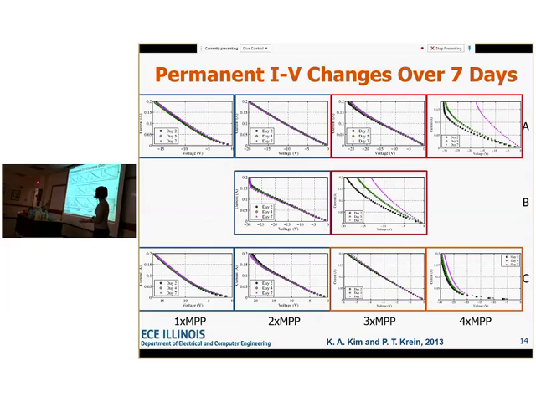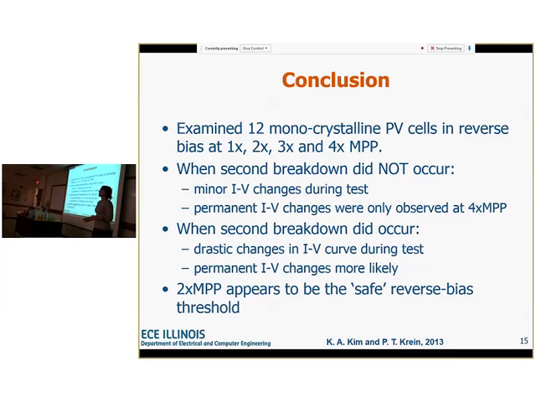So based on this, since we're kind of increasing here, it looks like a safe region. So my initial conclusions would be that 2 times the maximum power point in reverse looks like a safe level that we can let the PVs go to without breaking down and damaging the cell further.